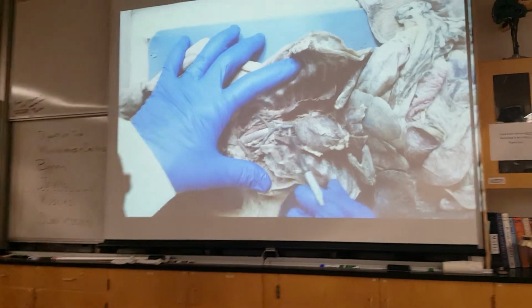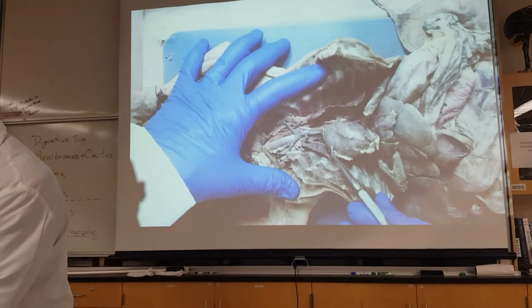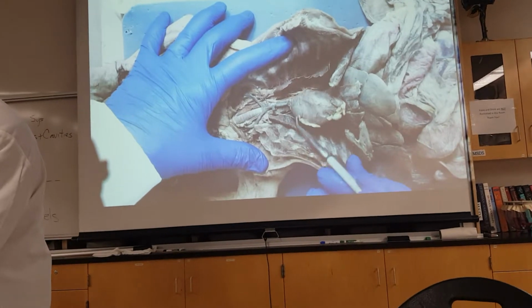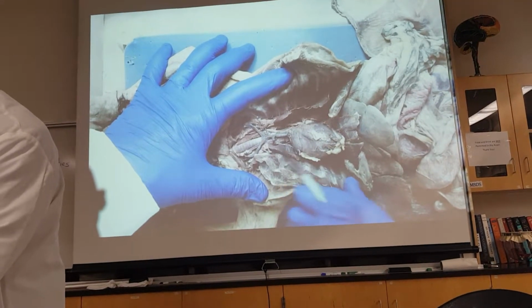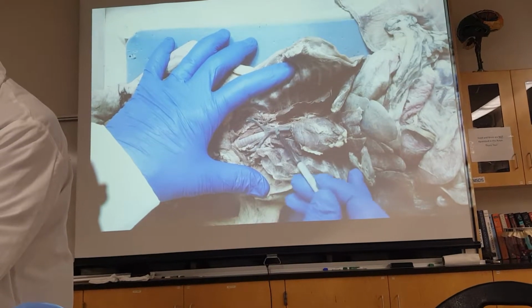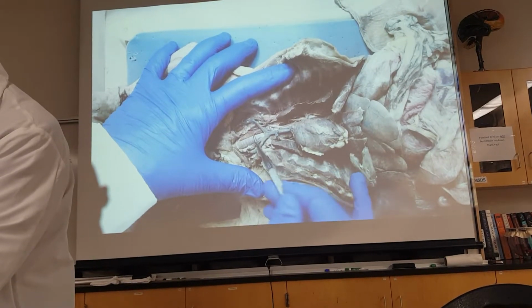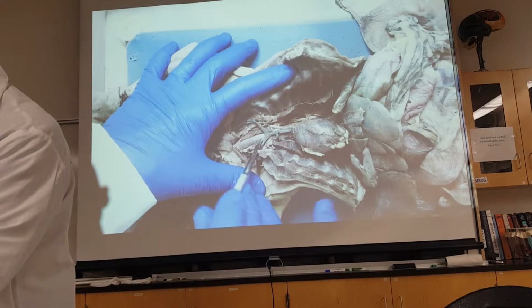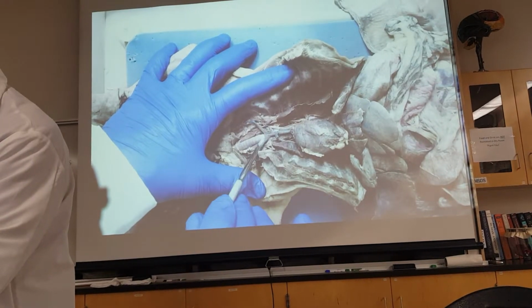Cava is right here, running right down into the heart. In fact, there's the right auricle right there. You can see how blue it is because they pumped blue into this whole thing. So here's the superior vena cava, and then there's two brachiocephalics, right and left brachiocephalic veins.